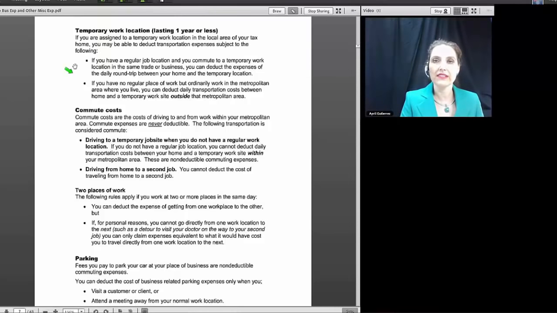So the ones that really stand out as having temporary work locations are those people who don't have a home office, don't have a fixed work location somewhere outside of their home, and yet are usually working in their metropolitan area going to these temporary sites.